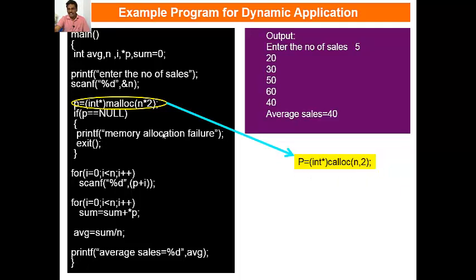Because it is a discontinuous memory allocation. If the memory is available continuously, it allocates, otherwise it will give null. But in this case, the required memory may be available in discontinuous locations, and it will give the address. So then only we give two arguments, 5 comma 2. For example, 6 bytes is in one location, and the remaining 4 bytes is in other locations. That is why we pass two arguments, n comma 2.